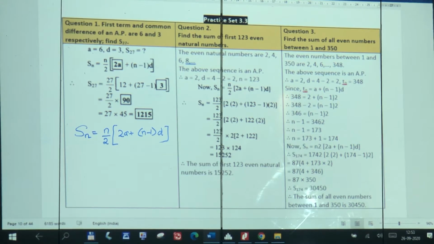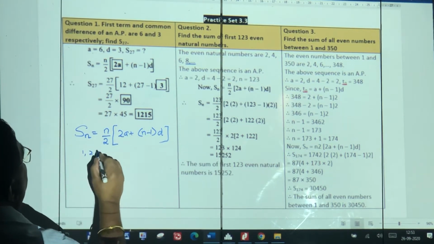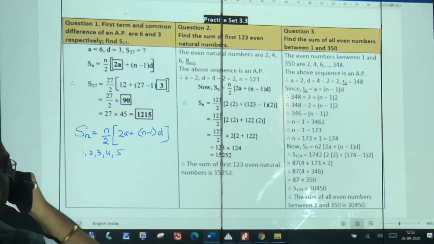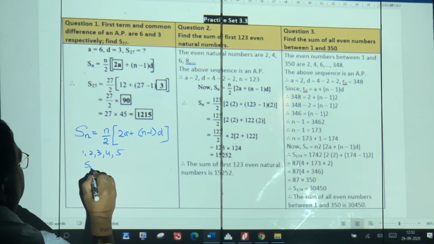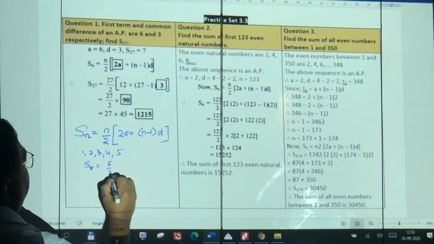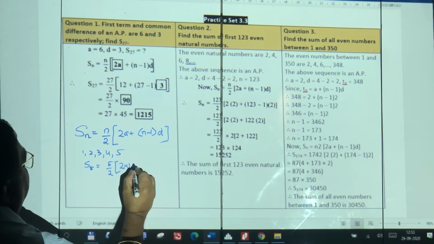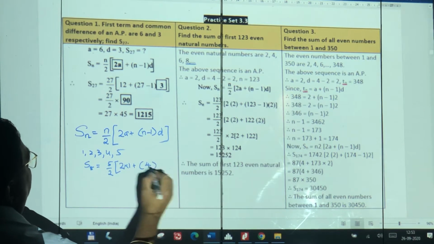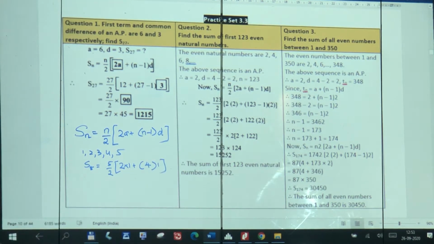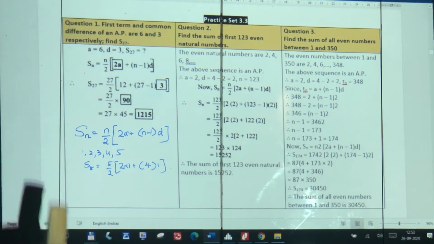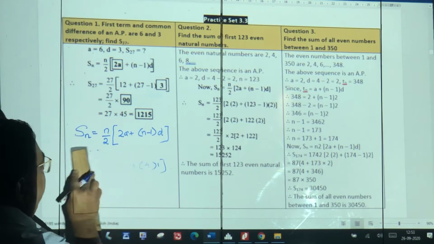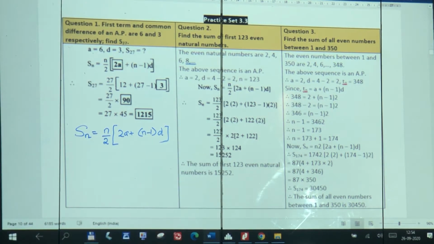This is n by 2, half of n multiplied by 2a plus n minus 1d, is the sum of all the terms. So suppose I have 1, 2, 3, 4, 5. I want to find the sum. So the sum of 5 terms is equal to 5 by 2, 2 times 1 plus 5 minus 1, 4 into difference 1. This is how we are going to work on this. So I am going to start doing sums using this formula. Keep this formula in mind for this exercise. Now this doesn't want a term, this one wants the sum of terms.